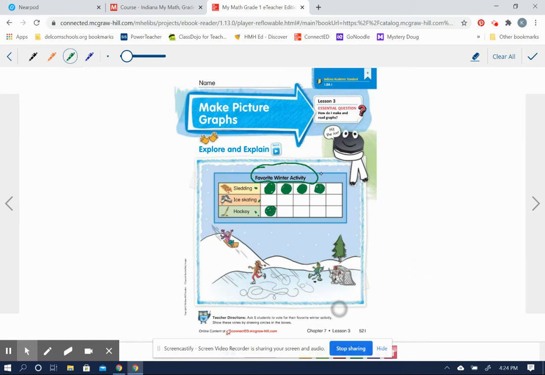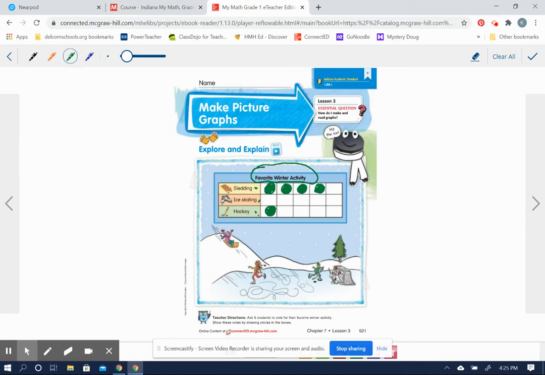Then once we have it in a graph, we can see the information real clearly. Okay, which one had the most votes? Yes, sledding did. And which one had the least amount of votes? Yeah, ice skating, because it didn't even get 1 vote. All right, let's turn it up.